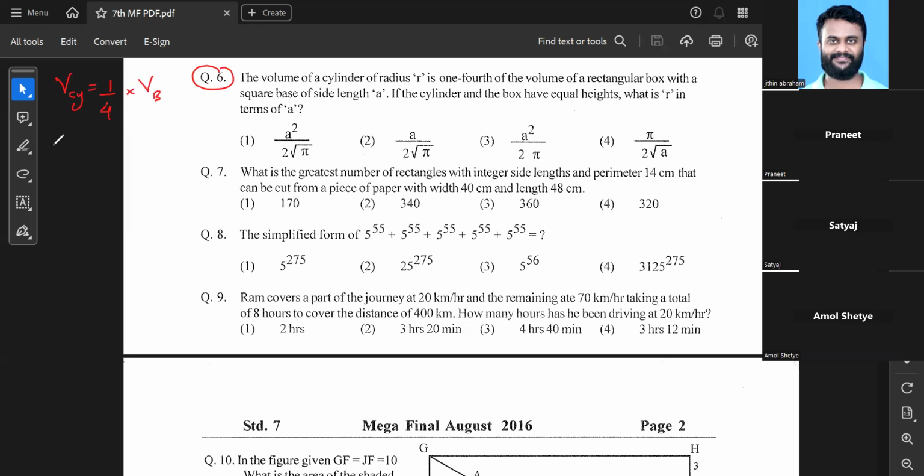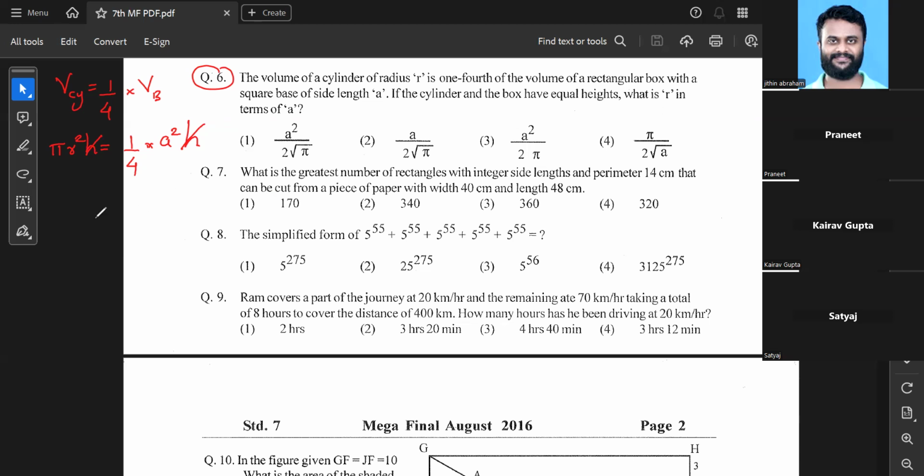Volume of cylinder is basically area of base into height. Area of base is pi r square, multiplied by height. So pi r square h equals 1/4 of the volume of the box. The box has a square base, so area of base is a square, and for volume you multiply with h as well. From both sides you can cancel h first of all.